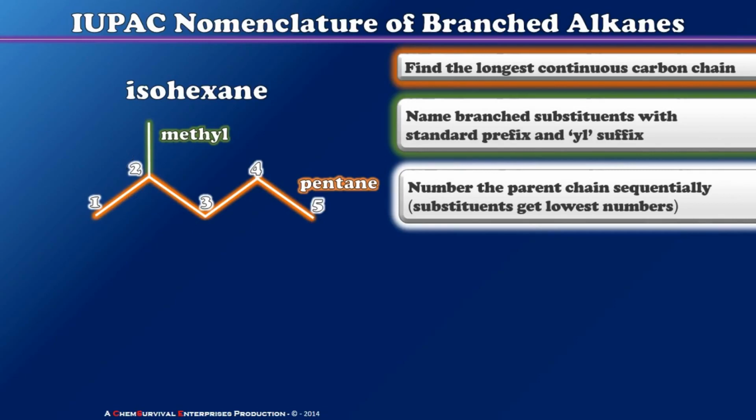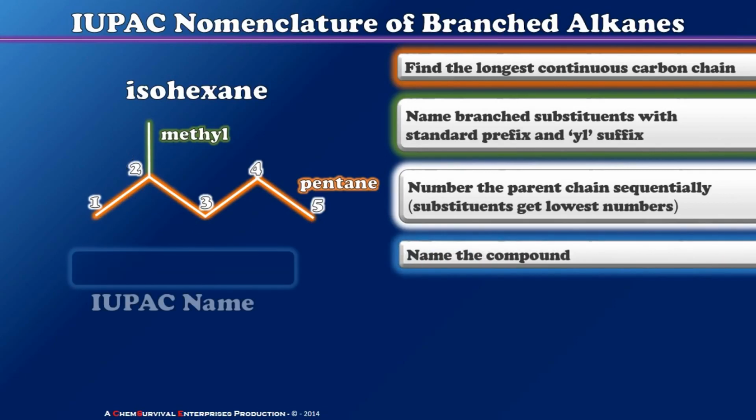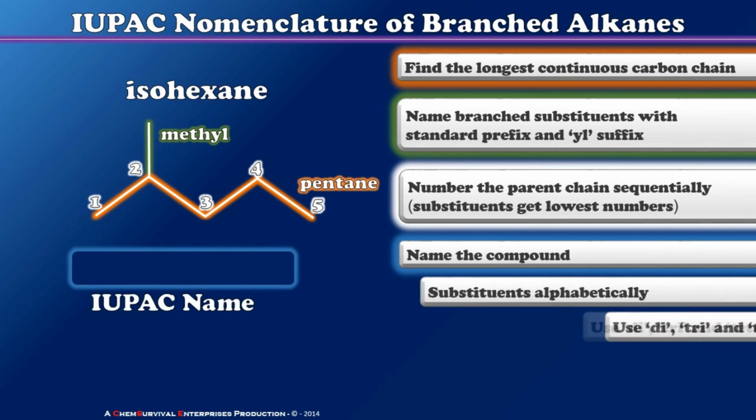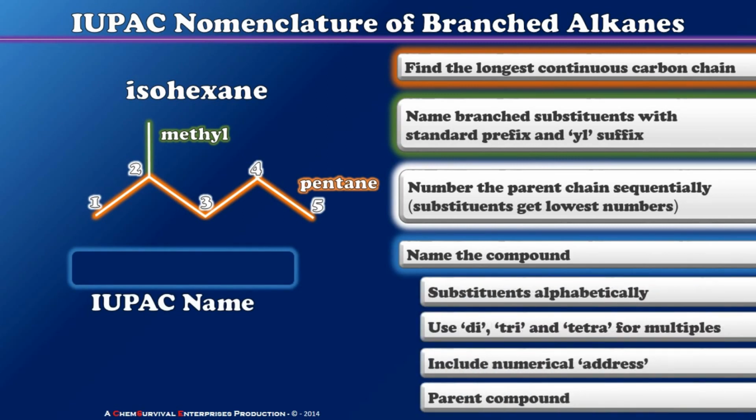Now I'm ready to construct my name. To name the compound, I simply take my substituents in alphabetical order and I preface them with their address on the parent hydrocarbon, finally naming the parent hydrocarbon. For example, this compound is a 2-methylpentane. I now have a very systematic and unambiguous way to name this hydrocarbon consisting of 6 carbons.